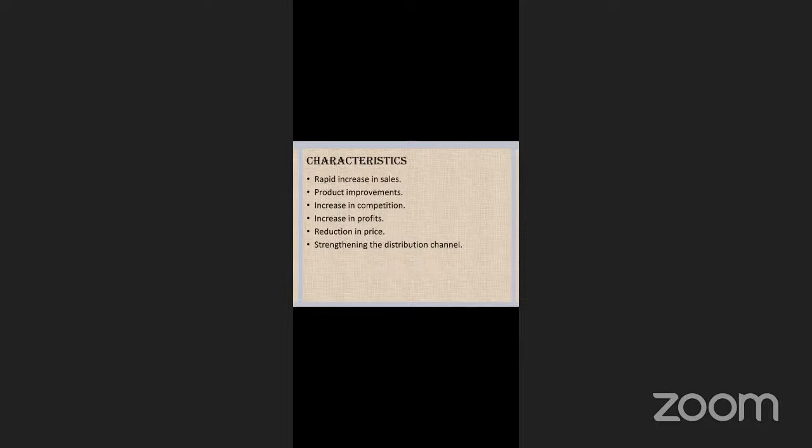So these are the main features of the product life cycle stage. Then the next stage is the maturity stage. I hope you have understood about the growth stage.